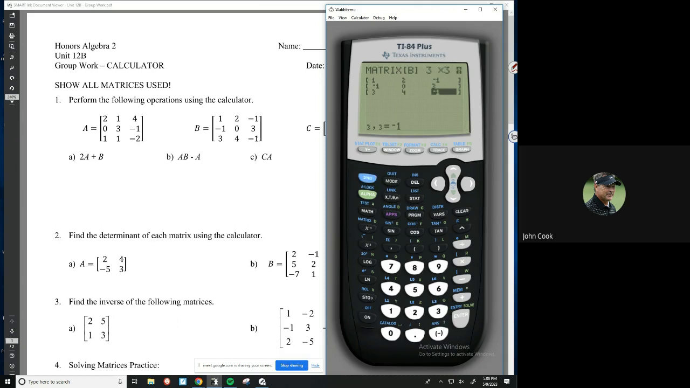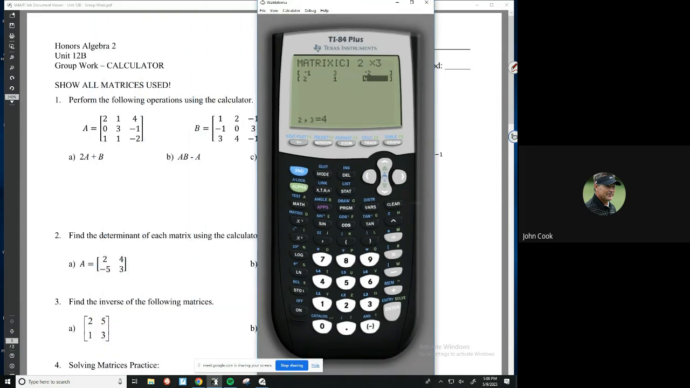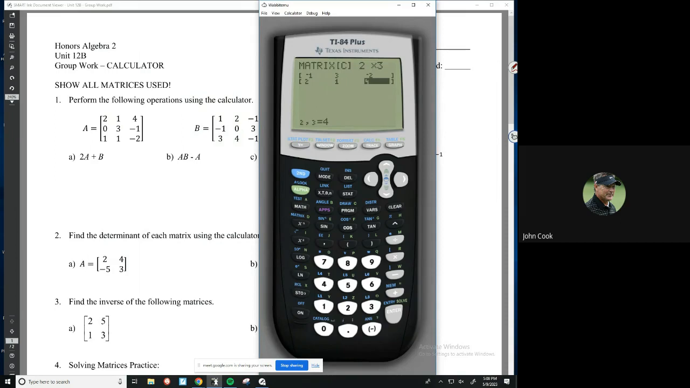Okay, and then our last matrix is matrix C, so let's enter that one in as well. Go to the matrix menu, edit, matrix C, and this is a 2 row by 3 column matrix, so 2 by 3. And then we enter -1, 3, -2, and then 2, and then 1, and then 4. Okay, so now we just do all the operations that they want, and we'll just write up what we get.